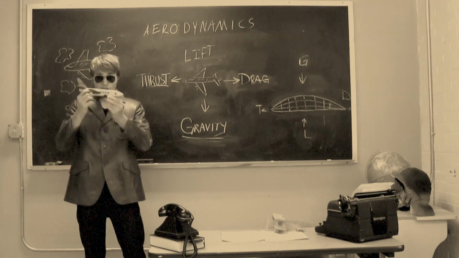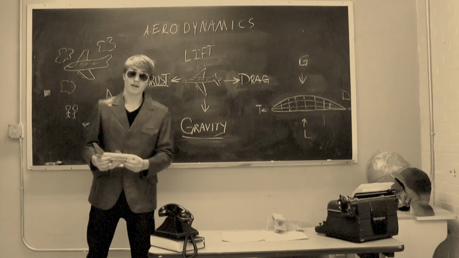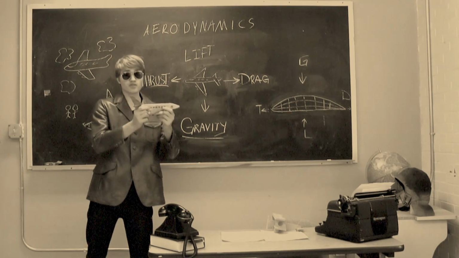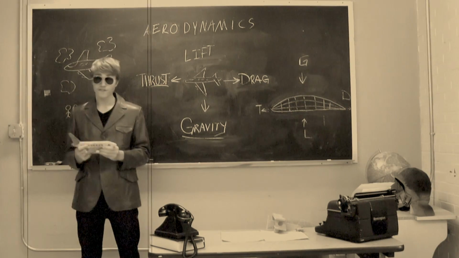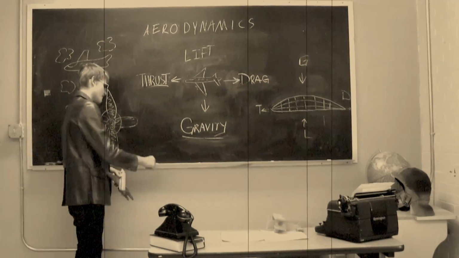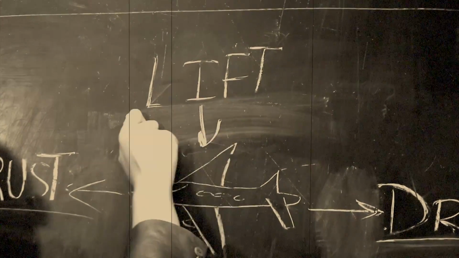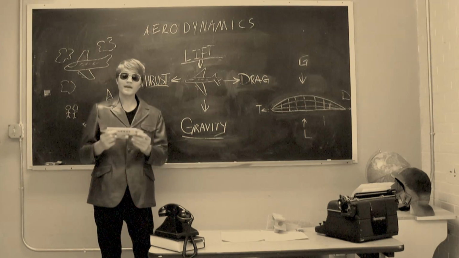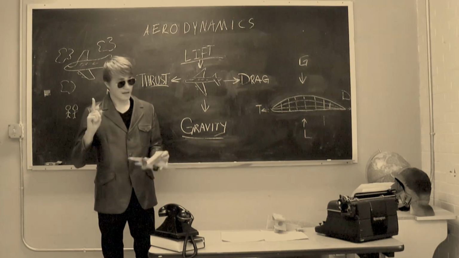Now, we have gravity, which is pushing the plane downward, thrust, which is pushing it forward, and drag, which is pulling it backwards. Do you think we have flight yet? No. You're missing the most important principle: lift. Lift is the nemesis of gravity. It is what makes the plane go upward. Now hang on, I'll explain.